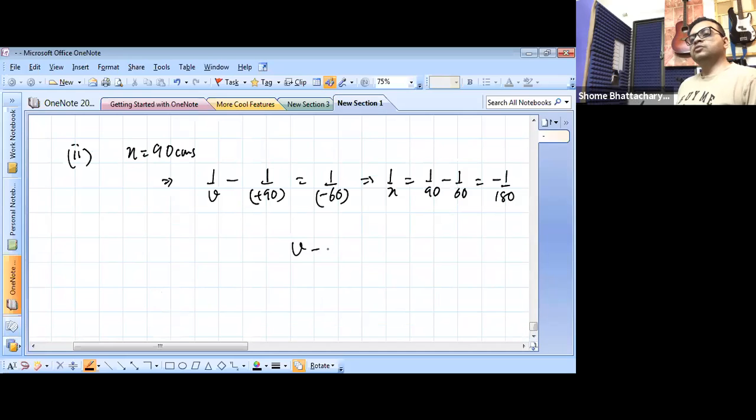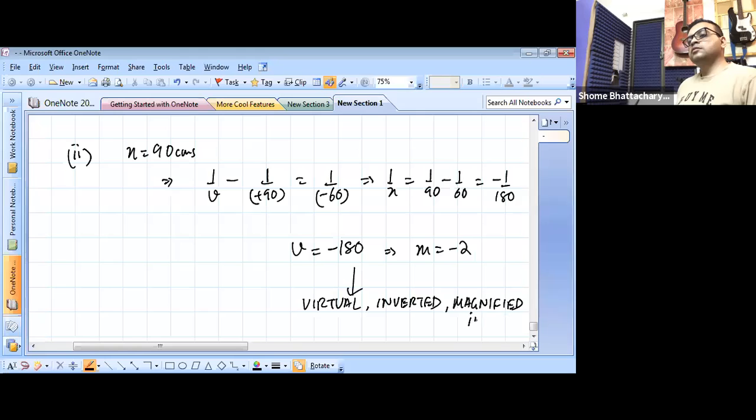So v is equal to minus 1. This is giving us magnification equal to minus 2. This is showing that it is a virtual, inverted, magnified image. This is what this is.